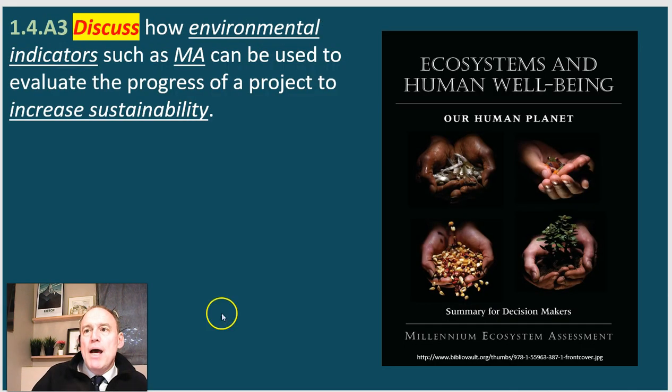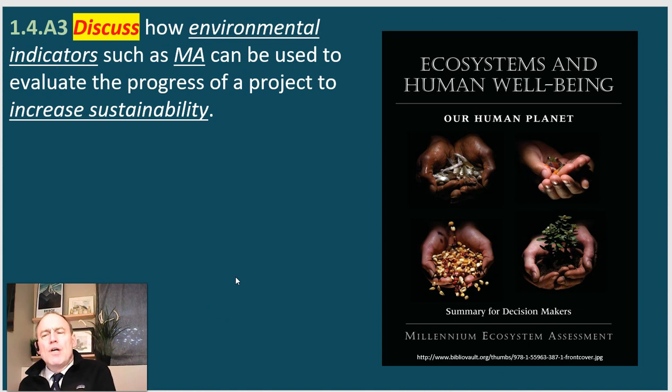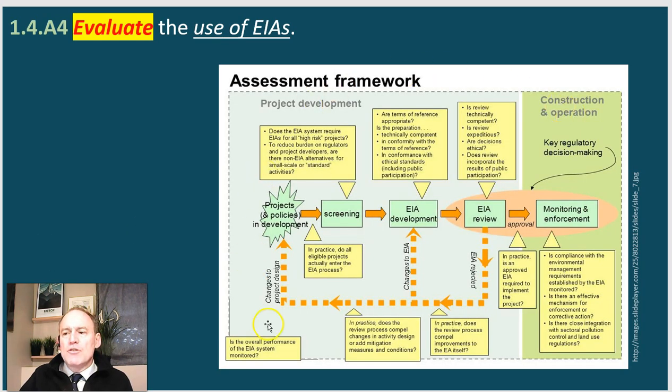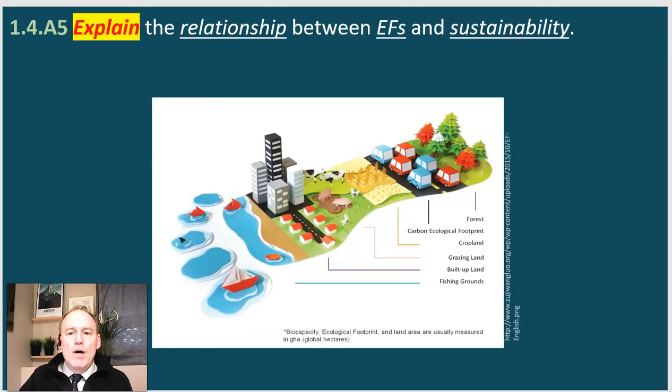An additional question you might be asked is to discuss how environmental indicators such as the MA can be used to evaluate the progress of a project to increase sustainability. Additionally, you might be asked to evaluate the use of an environmental impact assessment, not just how to use it and why it's useful. And for that, you can take a look at the assessment of how they're determined, how they work, and how they're implemented. Finally, you might be asked to explain the relationship between ecological footprints and sustainability in terms of resource use, local and global resources.